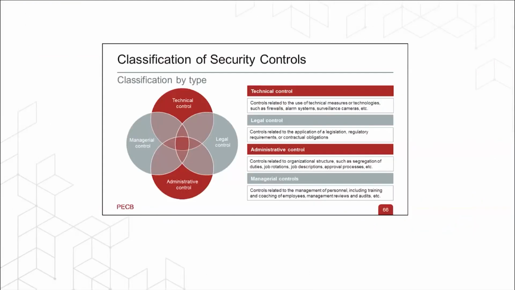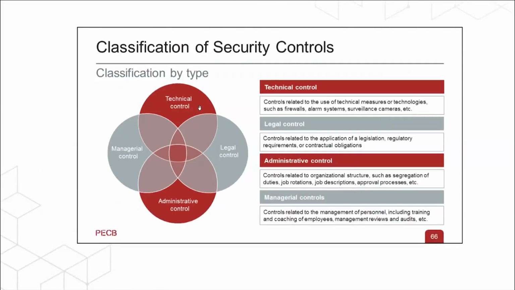Okay, so if we look over here, there are 4 types of security controls: technical, legal control, administrative control, and management control. So the technical measure, again, it's a technical control. We are getting an alert over there, isn't it? Again, it's a technical control.